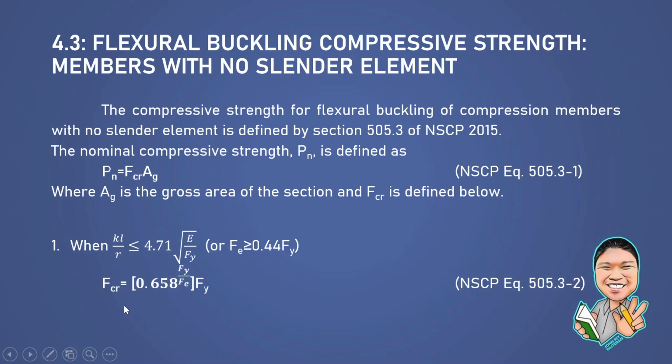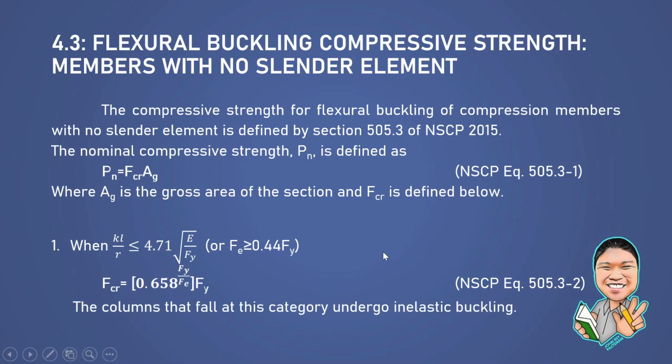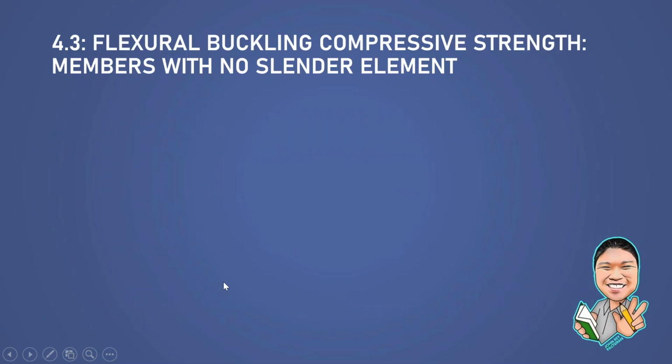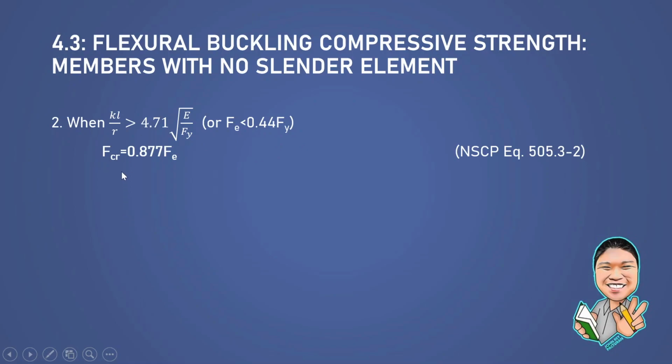Yung formula daw ng Fcr is equal to 0.658 raised to, this is an exponent, Fy over Fe, times Fy. So, this is NSCP equation 505.3-2. And according dito, the column that falls at this category will undergo inelastic buckling. Okay? So, ayan siya. On the other hand, kapag yung KL over r natin ay lumampas na ng 4.71 square root of E over Fy, or kung ang Fe nyo is less than 0.44 Fy, so yung ating Fcr is equal to 0.877 Fe.